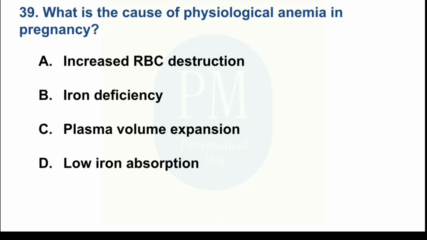What is the cause of physiological anemia in pregnancy? Option A increased RBC destruction, option B iron deficiency, option C plasma volume expansion, option D low iron absorption. The correct option is option C plasma volume expansion.